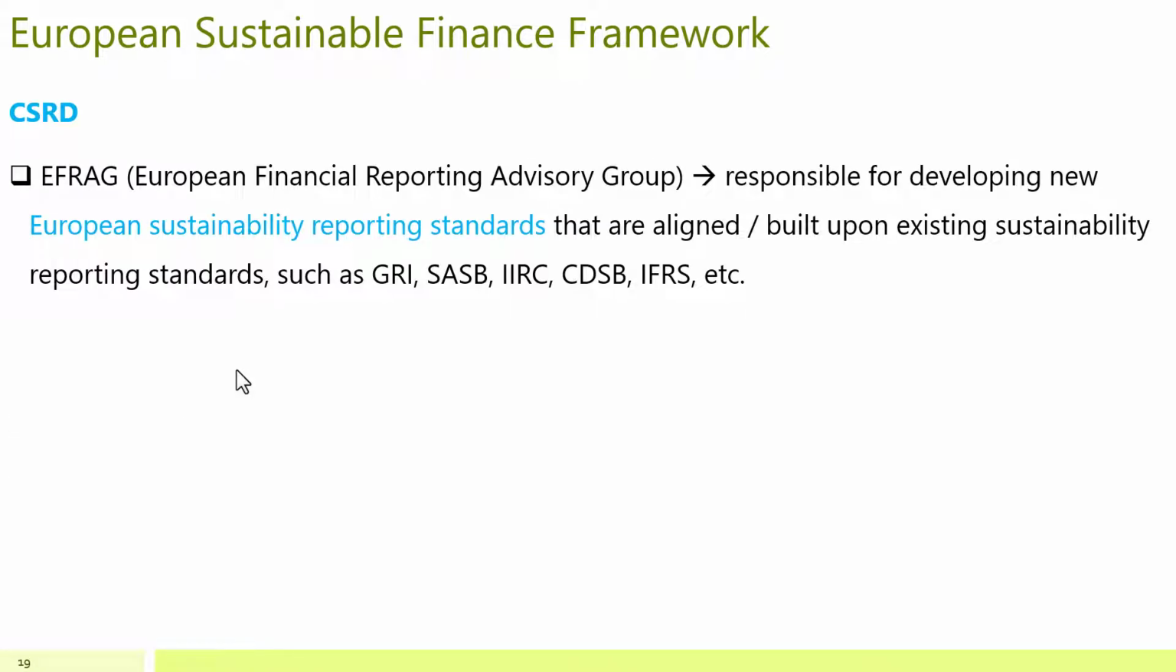Okay, what is inside of this CSRD regulation? Well, first, there is an advisory group. They call it EFRAG, European Financial Reporting Advisory Group. And this group is creating and developing European sustainability reporting standards. These standards, they are or should be aligned with existing ones, like the one from GRI, SASB, and so on. But they're still not exactly the same, otherwise you would not need separate European ones.